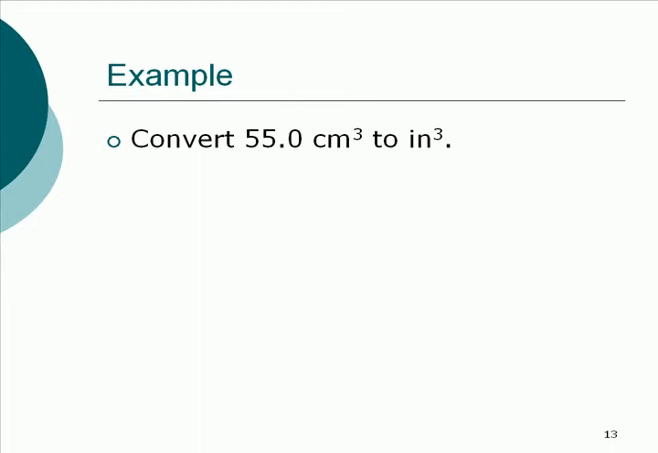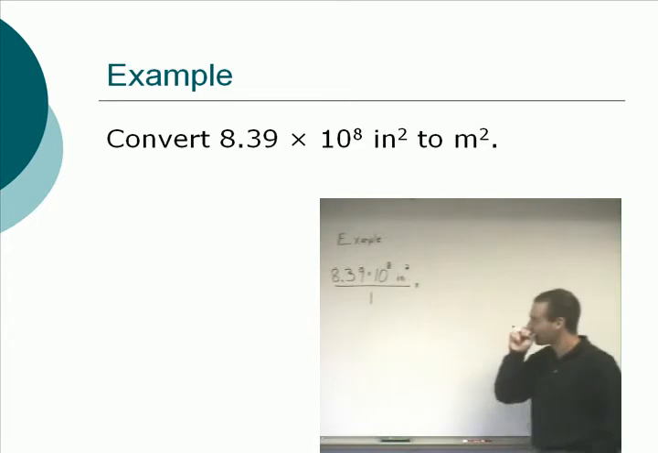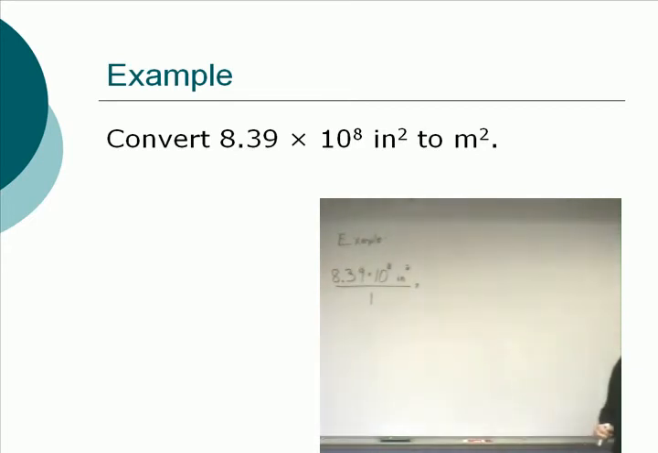Well, I'm going to give you this one for practice. Just take a minute, see what you can do with it. We'll go through it together in a minute. I'd like you to convert 8.39 times 10 to the 8th square inches to square meters. Well, let's have a look. We got square inches right now.